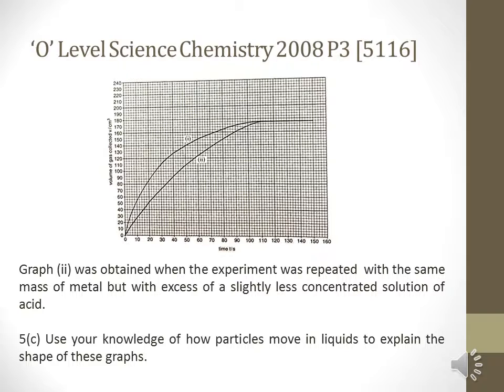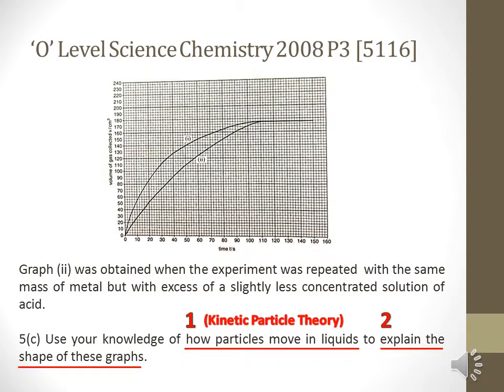Upon analyzing the question, there are actually two parts that we would have to address. Firstly, how particles move in liquids, which falls under the chapter of kinetic particle theory. And secondly, to explain the shape of these graphs, which falls under the chapter of speed of reaction.